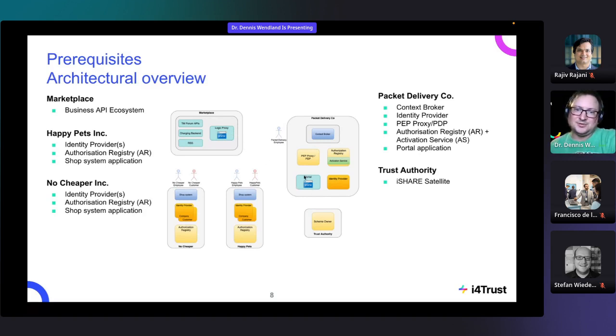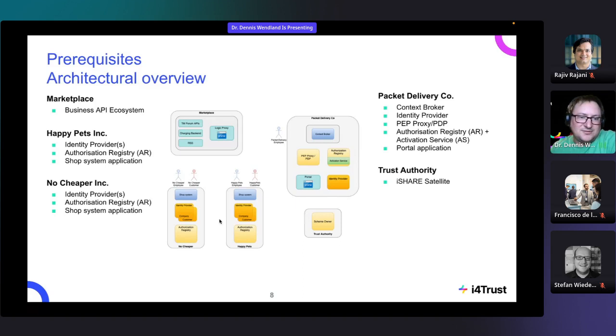There is a portal application, which is just a simple graphical user interface for the users that want to access the service. The PEP and PDP components control and manage the access to the context broker, so this PEP actually provides the endpoint and exposes it to the outside. And there's an instance of the authorization registry where access policies are stored.